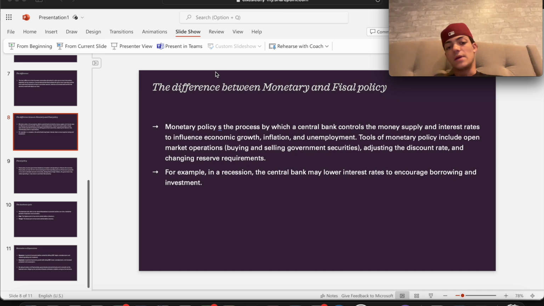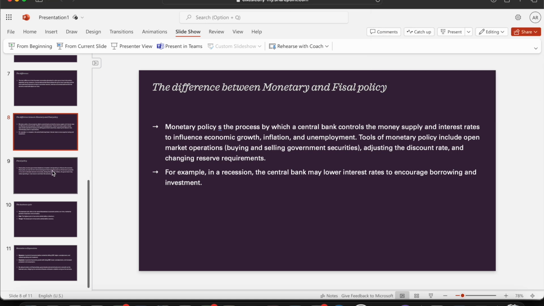So a perfect example right here. For example, in a recession, the central bank may lower interest rates to encourage borrowing and investment. When the country needs money and banks need money, they need to lower the interest rates so that people would be willing to put their money in savings accounts instead of spending. So they conserve spending, and then that's how it happens. On to the next one.